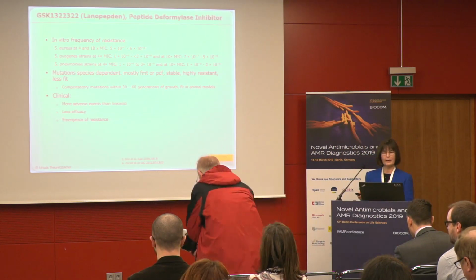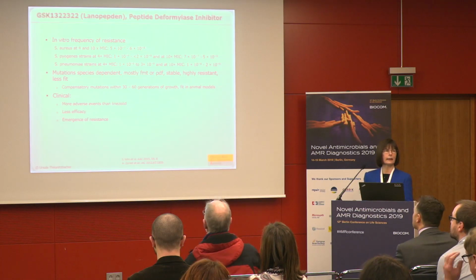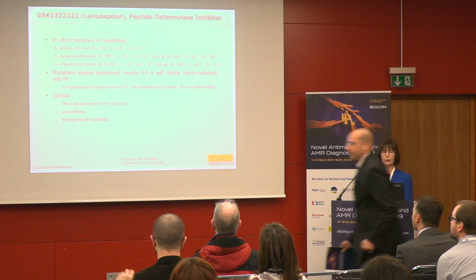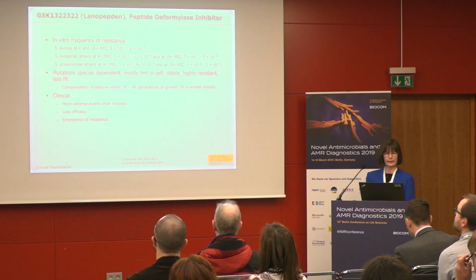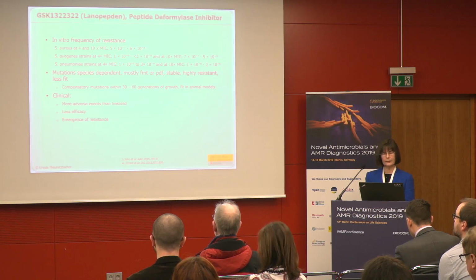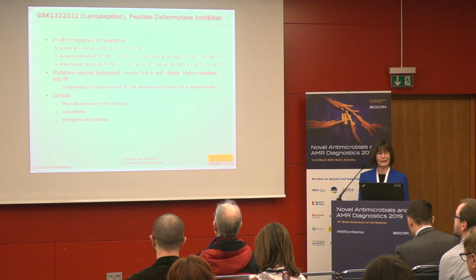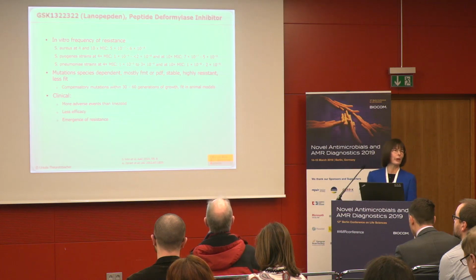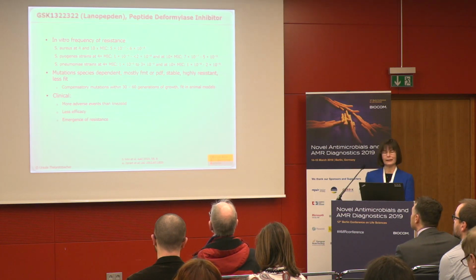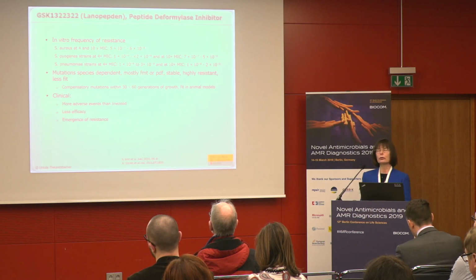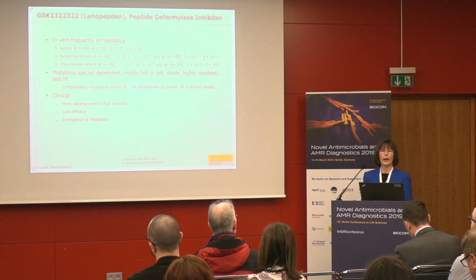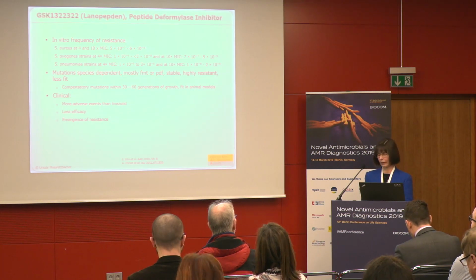And a similar case, it's less documented, and we don't have enough information. The mutations were very species dependent, also in the target. They were highly resistant, but less fit. But compensatory mutations occurred within 30 to 60 generations of growth, and they were fit in animal models. So this may all have contributed to stopping this clinical program.